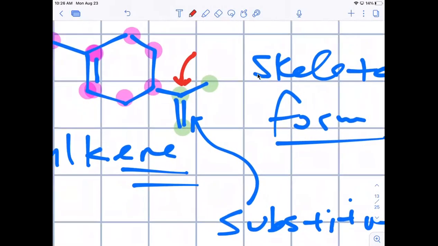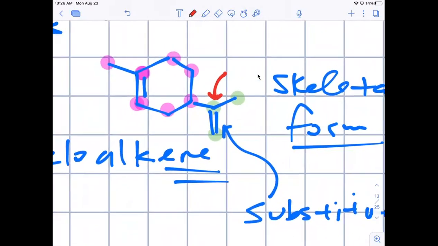What about here? Any hydrogens on that carbon? Yes, 1, right? Because you can see that carbon has 3 bonds to it already. It's got a double bond, so that's going to take up 2 spaces, and it's got a bond right here, so that's taking up 3. The 4th space in a skeletal form, if it's not shown, it's understood to be hydrogen.